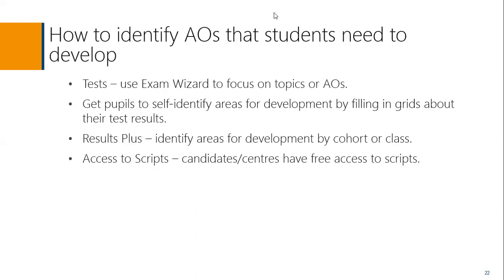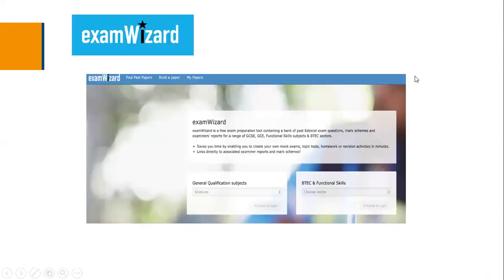Results Plus is a resource that's available to look at exam results and identify areas for development. And Pearson also allow access to scripts after exams so that candidates and teachers can have a look at the areas where they particularly struggled.